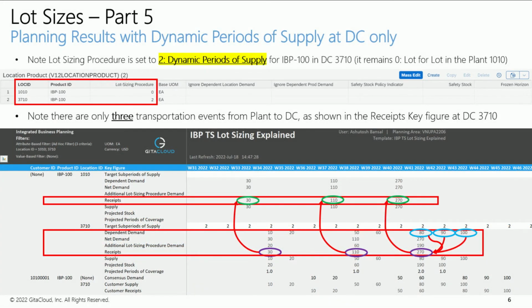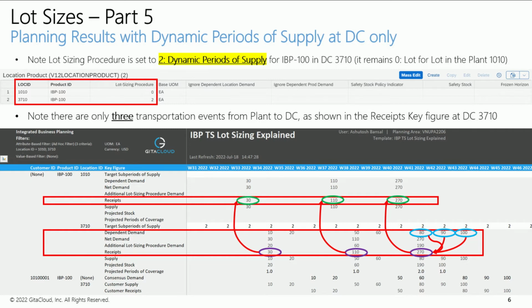See the planning results with lot sizing procedure at the DC changed to 2, dynamic periods of supply. We left the plant with the same lot sizing procedure 0, lot for lot. IBP now plans for only 3 transportation events from plant to DC. It consolidates net demand of adjacent periods to minimize the total number of transportation events, every time net demand is greater than 0. For example, week 41 net demand is inflated to 270 to cover for the demands in week 42 and 43 as well.